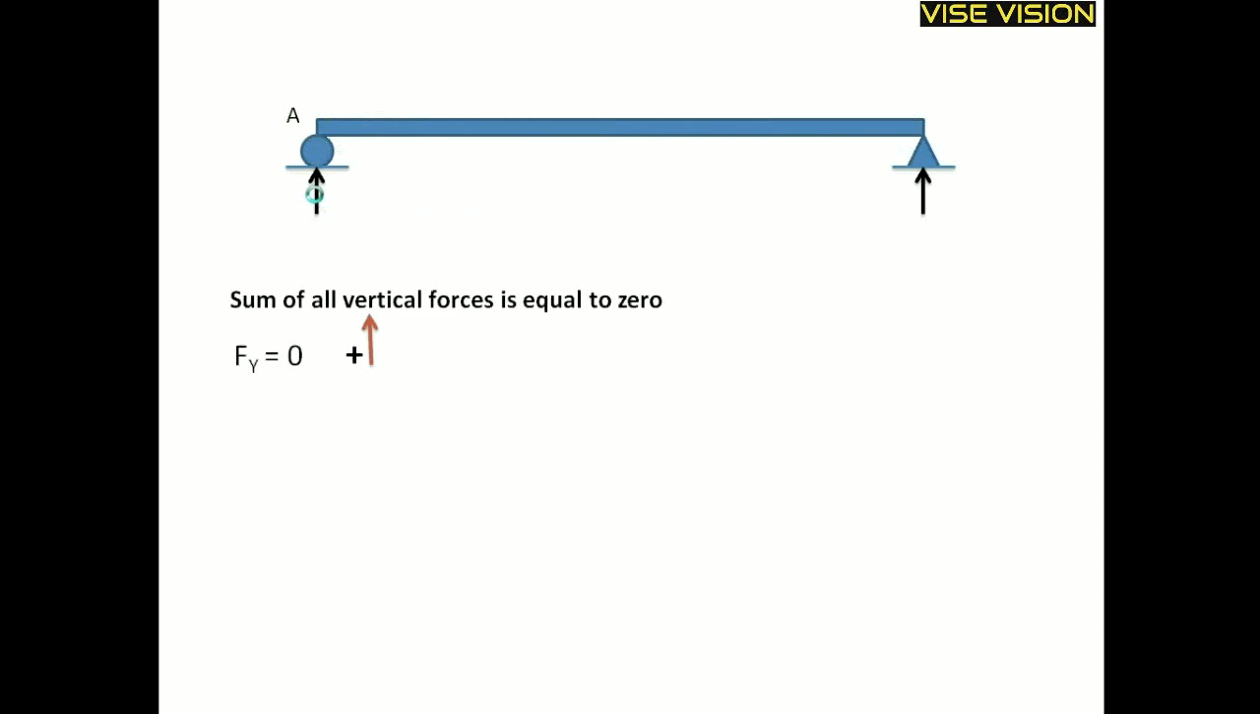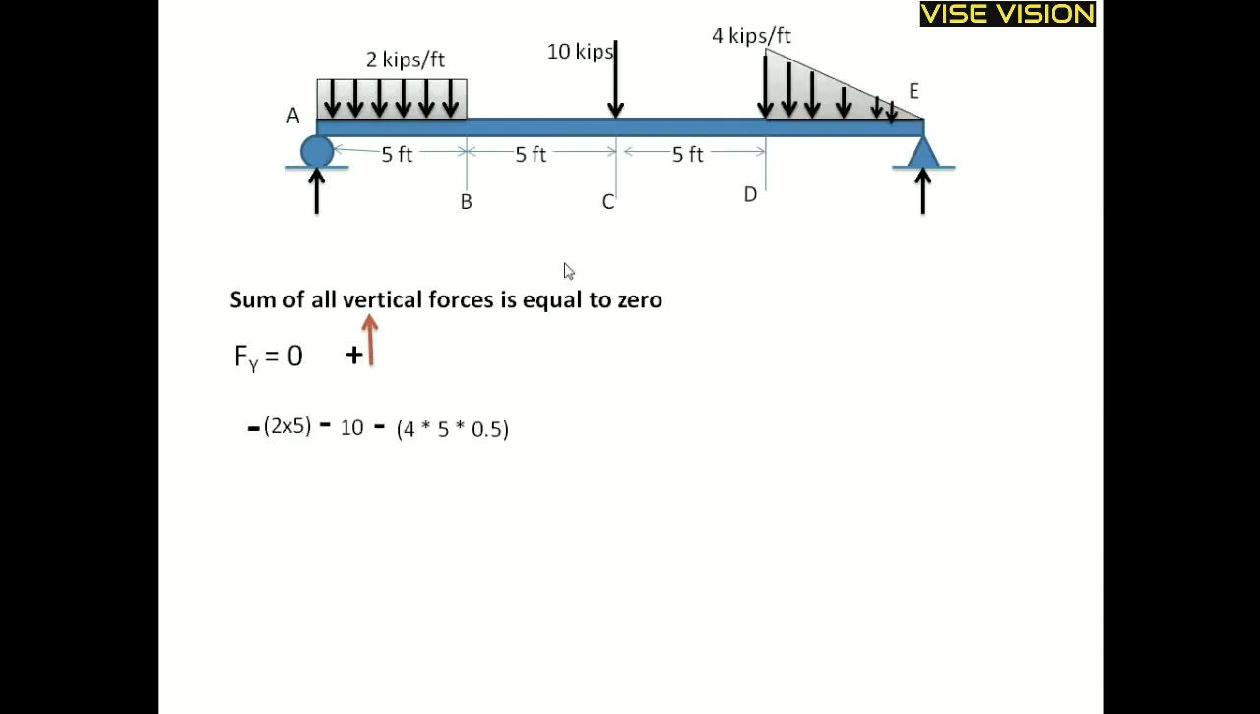We will proceed to find the VA. VE is acting over here and VA is acting over here. The sum of all the vertical forces is equal to 0, and the upward force is taken as positive and the downward force is taken as negative. So this 2 into 5 is the UDL force acting downward, so it is taken as negative. This 10 is also acting downward. For this UVL force, 4 is the UVL value, 5 is the span, and it is multiplied by 0.5 because it is the UVL acting downward, taken as negative.